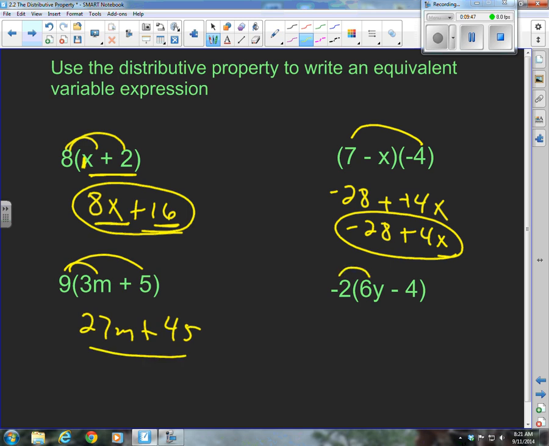Next, negative 2 times 6y is negative 12y. Negative 2 times 4, well, let's put the minus sign. Negative 2 times 4 is negative 8. And what happens to these two negatives? Well, they become positive. That's negative 12y plus 8. And this is simplified. So that is basically how we're going to use distributive property this year. When you have two or more things you can't add inside the parentheses, multiplied by something outside of the parentheses, we can use distributive property to simplify them.